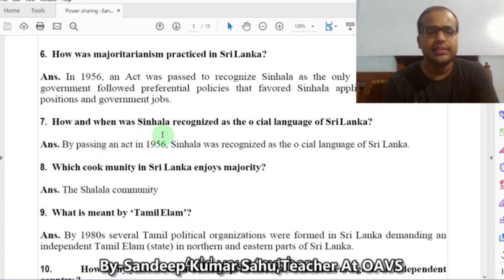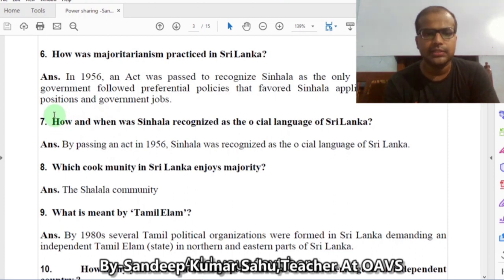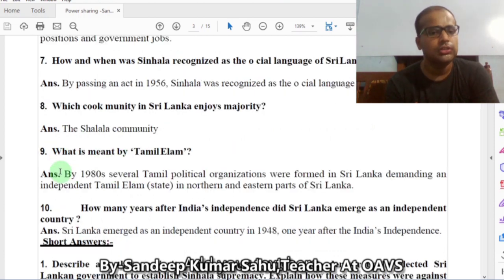How and when was Sinhala recognized as the official language of Sri Lanka? By passing an act. So in 1956 an act was passed. According to that act, Sinhala is the only official language, disregarding the Tamils. Which community in Sri Lanka enjoys majority? In Sri Lanka, the Sinhala community are the majoritarians.